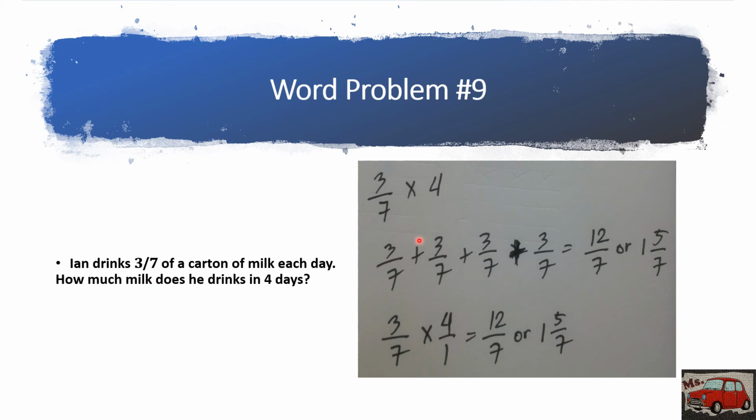Alright? So, if we do that, we can just add 3 over 7 ng 4 na beses and we'll get 12 over 7 or 1 and 5 over 7. Okay? Or we can just multiply it sa 4 over 1 and then we'll get the same answer na 12 over 7 or 1 and 5 over 7. Okay?